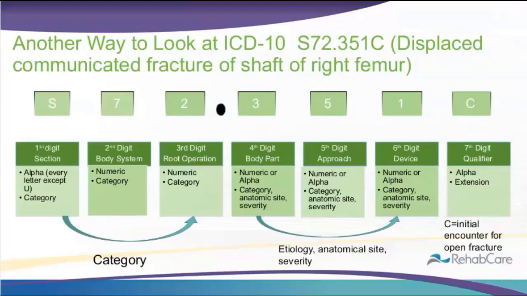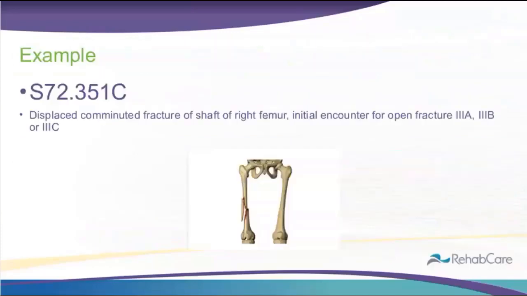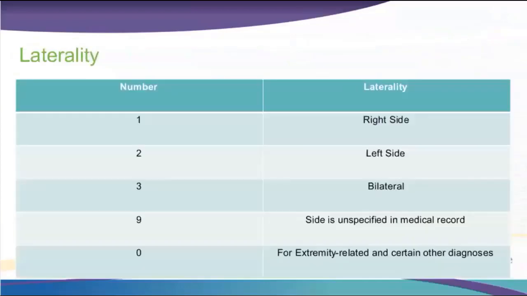The 6th is the same way. It's the category, anatomic site, and severity. And then the C is the qualifier. So that's your encounter code that you're going to be using. So here is the code that I use, S72.351C. Displaced communicated fracture of the shaft of the right femur, initial encounter for open fracture, 3A, 3B, or 3C, which is a classification group used for fractures. So that was 3 examples of how that one code looks.